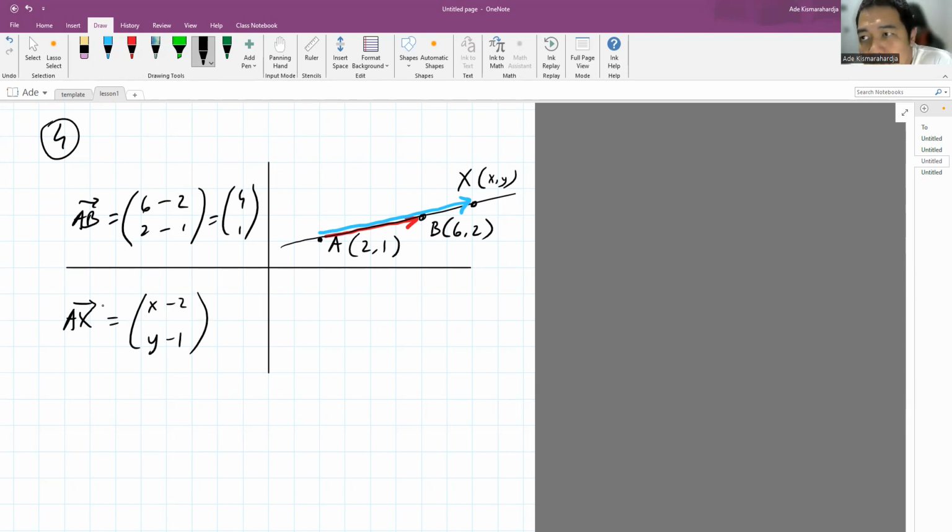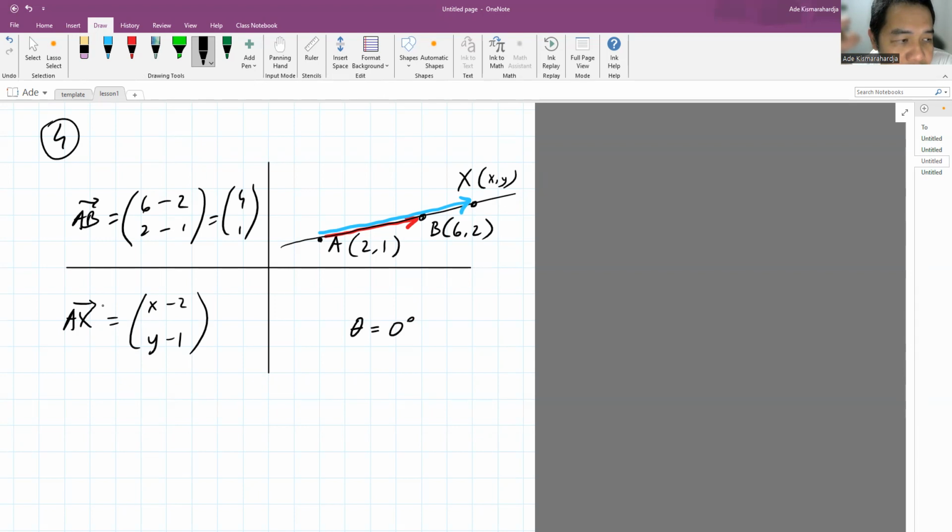Now, when you look at AB and AX, they are essentially parallel. They are in the same line. So when these two vectors are parallel, or pointing in the same direction, the angle between them is 0 degrees. And normally when the angle is equal to 0, or equal to 90, it's quite special actually.